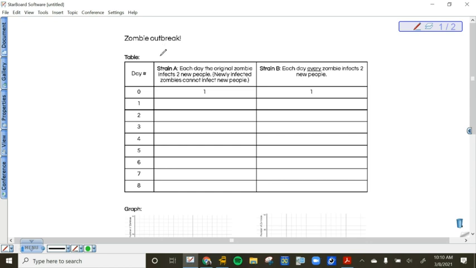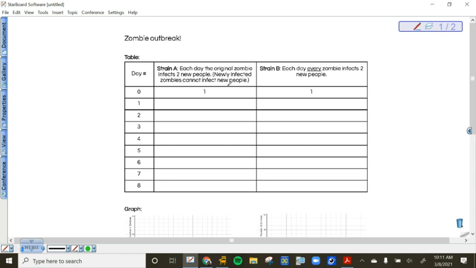It's a little creepy now, considering the pandemic, but this is talking about a zombie outbreak, which actually spreads really similar to what we're experiencing right now with COVID. But basically, we're going to look at two different strains of a zombie virus. The first one, every day, the one original zombie is able to infect 2 people.